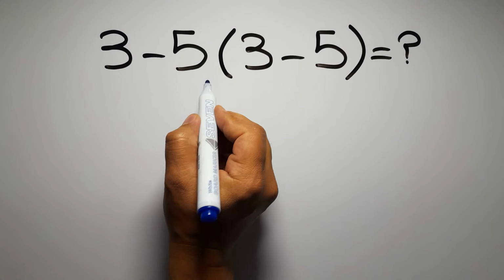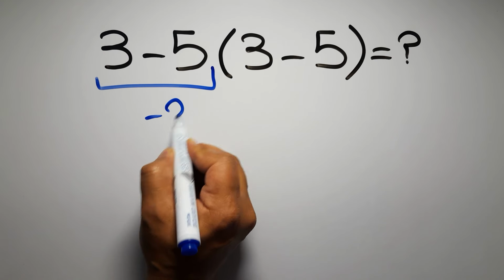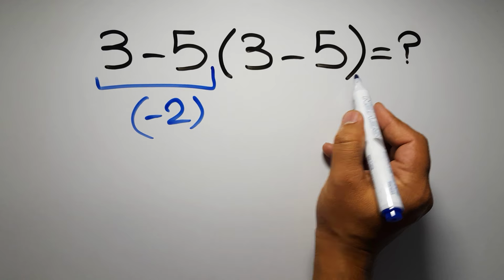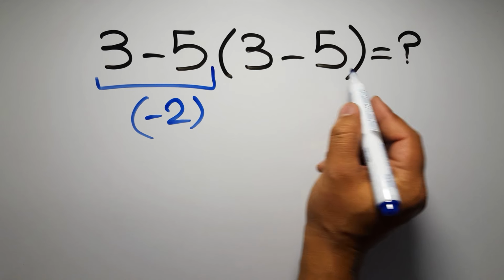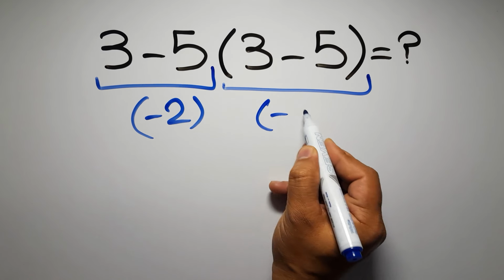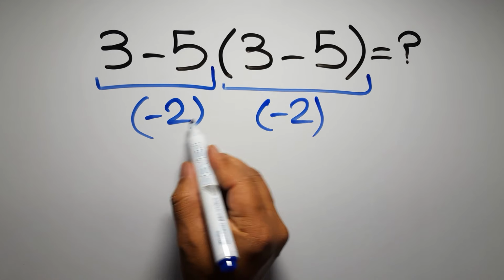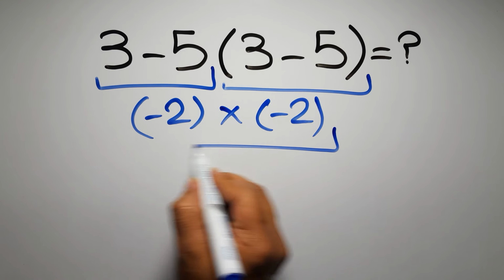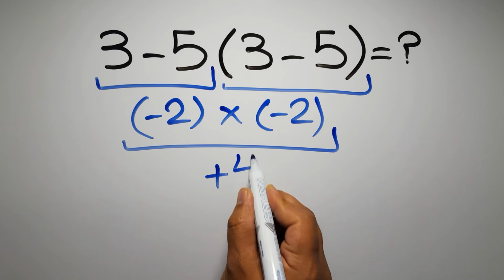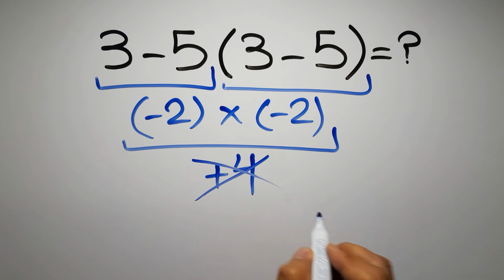3 minus 5 gives us negative 2. And again here inside this parenthesis we have 3 minus 5. Okay? And negative 2 times negative 2 is just positive 4. But this answer is not correct.